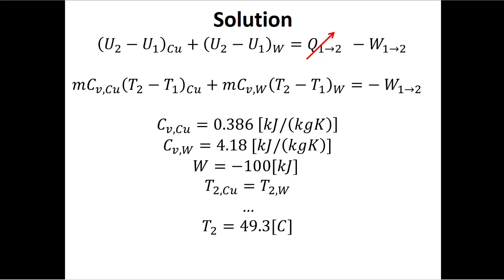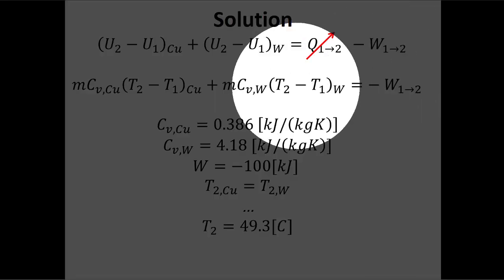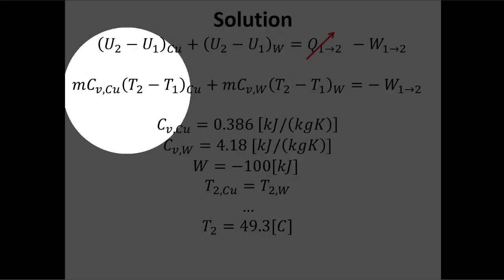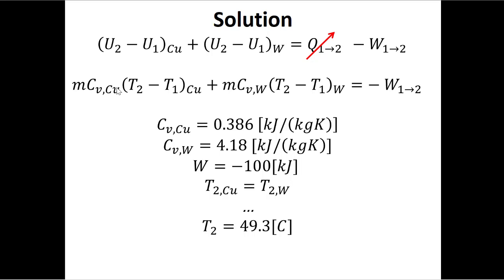So here, if I work this out, I could isolate T2. That's the only thing I don't know now. I know the mass of copper, the specific heat of copper, and T1 of copper. I know all that same stuff for water, and I know the work. So the only thing that I don't know here is T2. So I can go through and isolate this equation for T2, and I can see that T2 is 49.3 degrees.